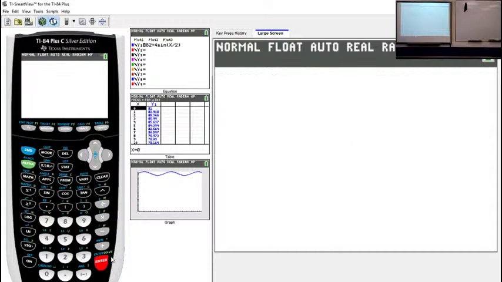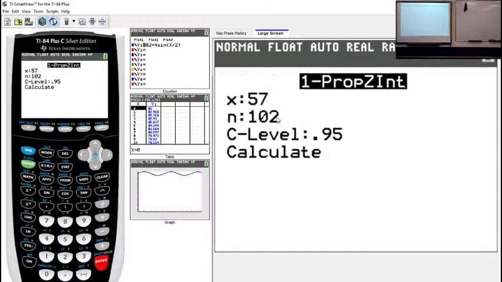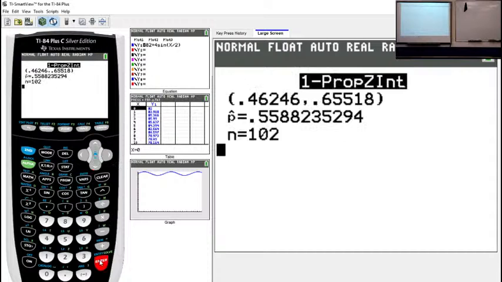All right, 1 proportion z-interval. How many successes out of our sample size? This would be the fraction of our proportion. What confidence level do you want? We wanted a 95% confidence interval, so 0.95. And then we go to calculate. There it is. You know how tedious it is typing up that equation in the calculator?